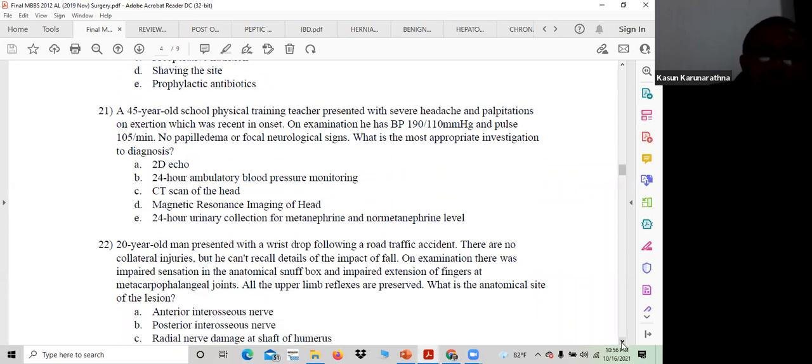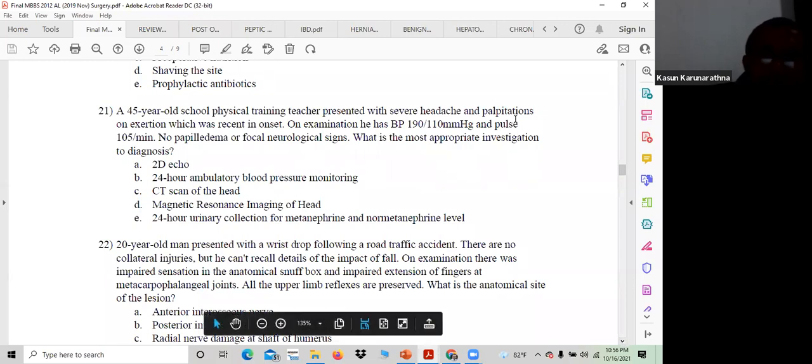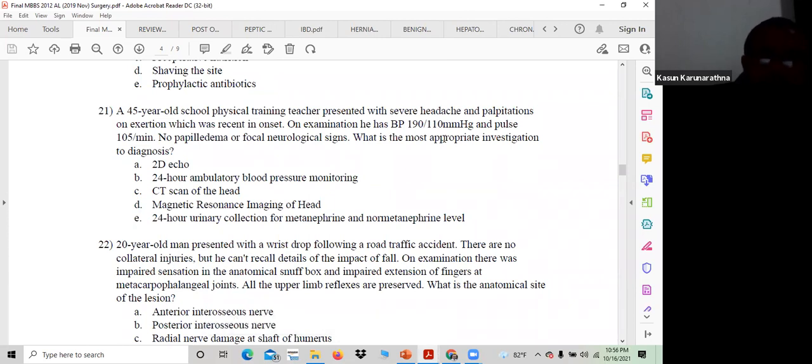21. A 45-year-old school physical training teacher presented with severe headache and palpitation on exertion, which was recent in onset. On examination, blood pressure is 190 by 110 and pulse rate is 105. No papilledema, no focal neurological signs. What is the most appropriate investigation to diagnose? What is this clinical picture?